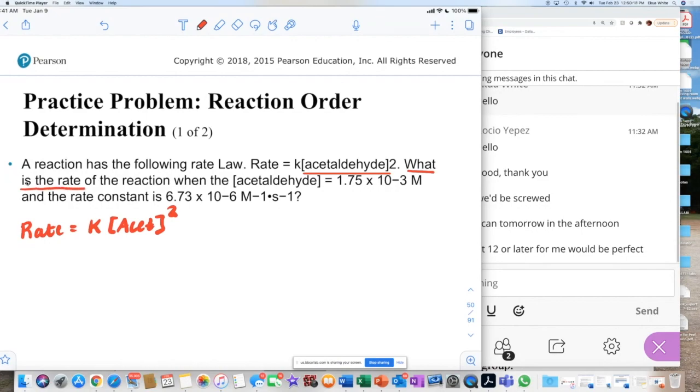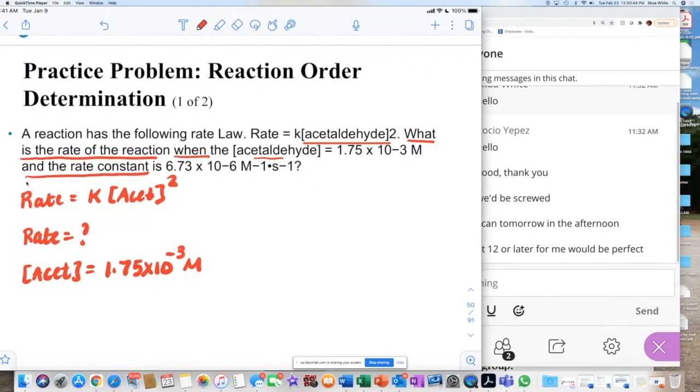What is the rate of the reaction when the acetaldehyde concentration is 1.75 times 10 power negative 3 molar, and the rate constant K is 6.73 times 10 power negative 6 per molar per second? So they want us to solve for a rate. That's consistent with second order.